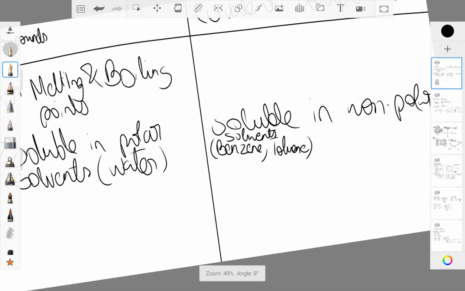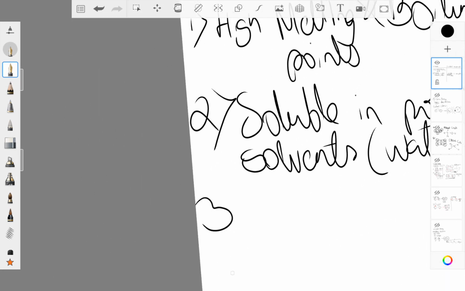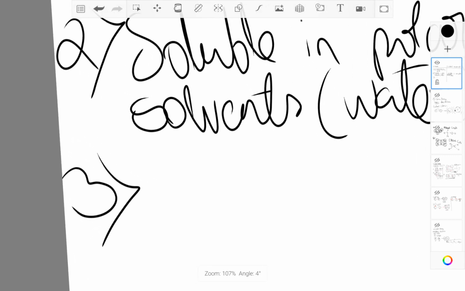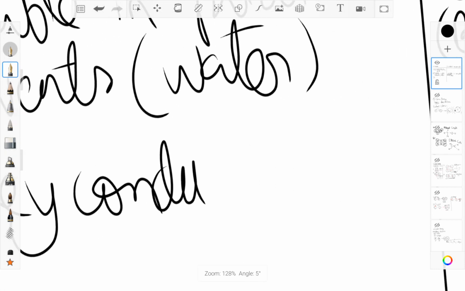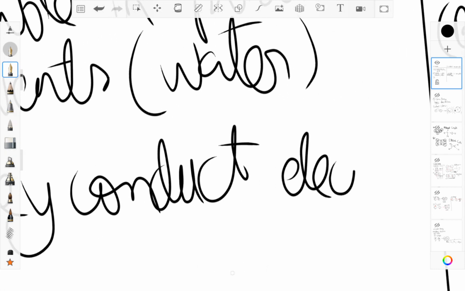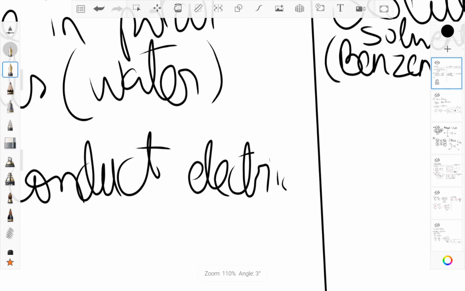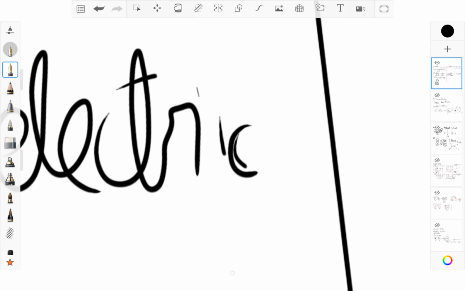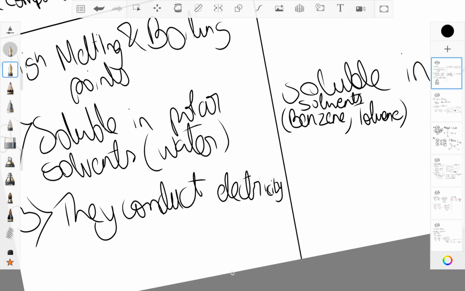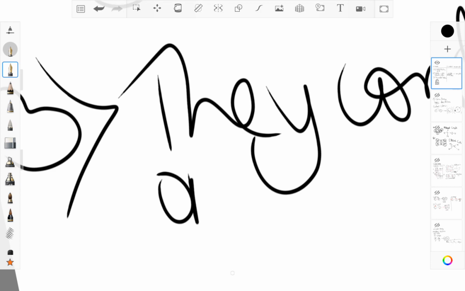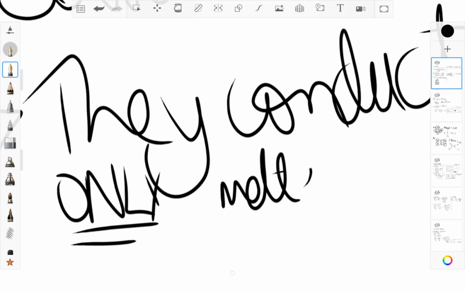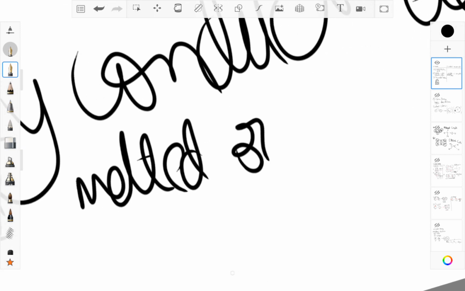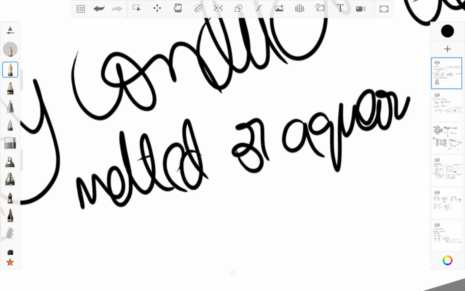Yeah. The third property of ionic compounds is that they conduct electricity. They conduct electricity only. Calm down, all of you keyboard scientists out there, just calm down. They conduct electricity only in their melted or aqueous state. This is a very important thing.